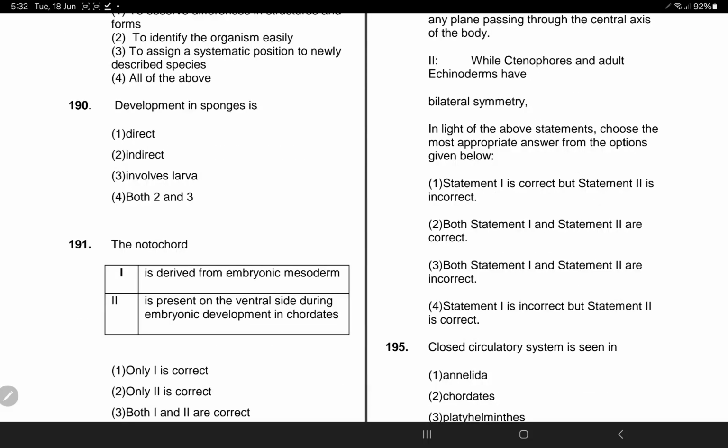Development in sponges is indirect and involves larva. Both 2 and 3 are correct. Option 4 is correct. Notochord is derived from embryonic mesoderm. Correct. It is present on the ventral side. No, it is present on the dorsal side. So only option 1 is correct.